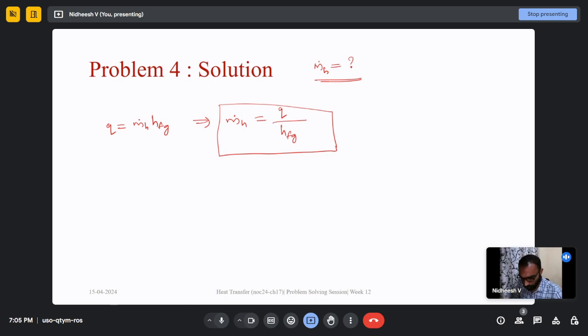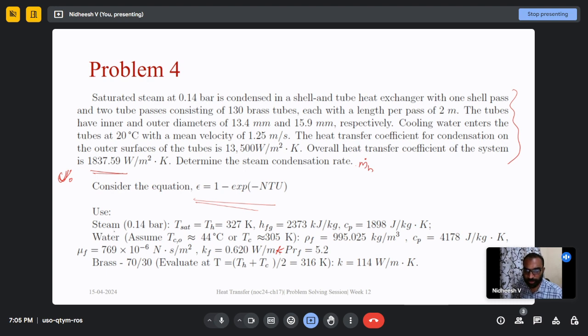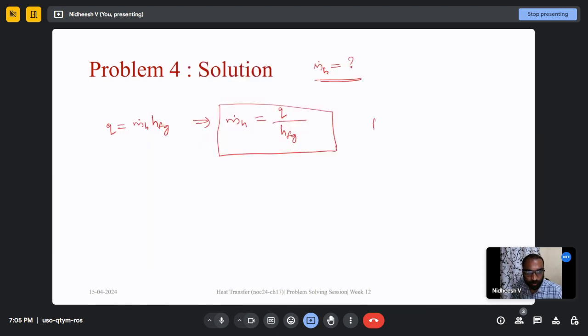Okay, now in this expression we know the latent heat of steam, that is given to us as 2373 kilojoules per kilogram. But we still don't know this Q, but we have been given an expression for effectiveness, right? So what we can do is we can write this Q in terms of effectiveness.